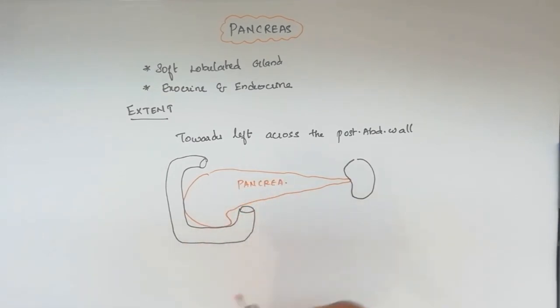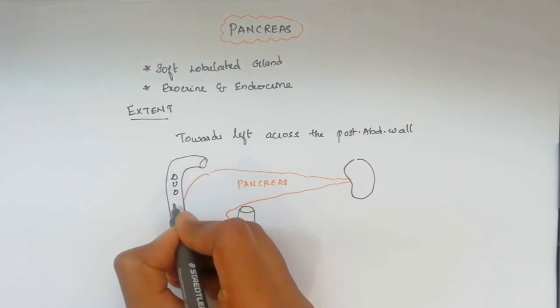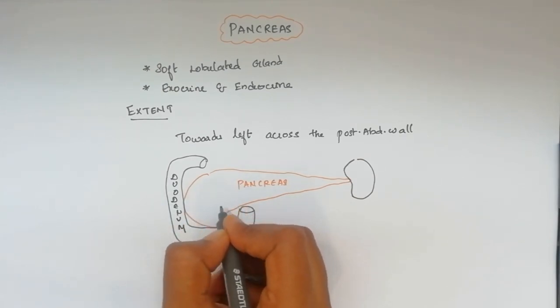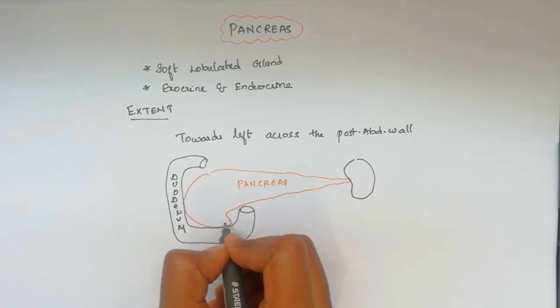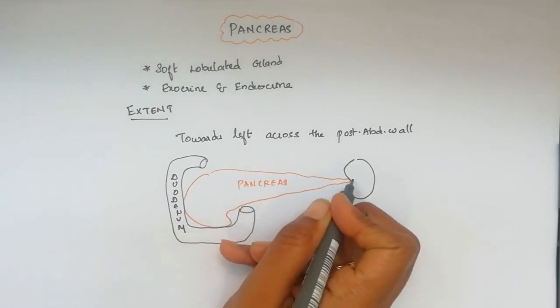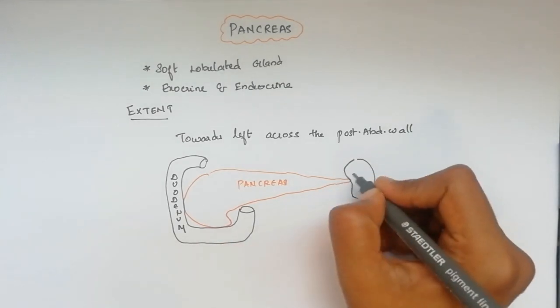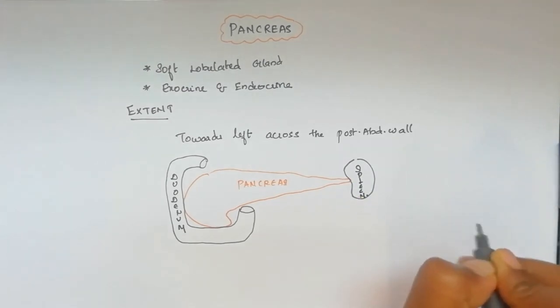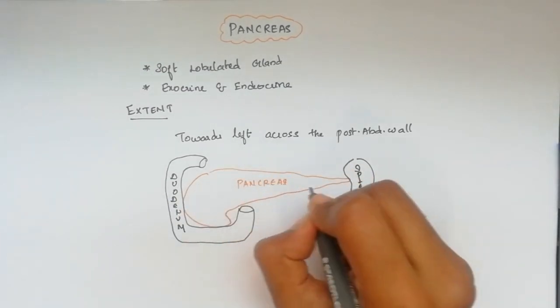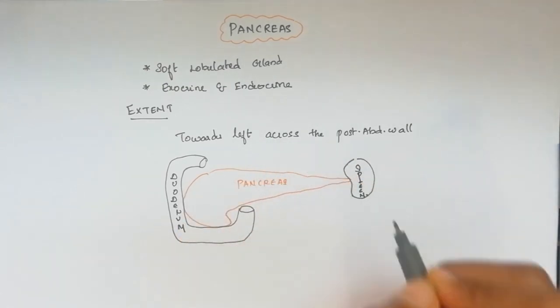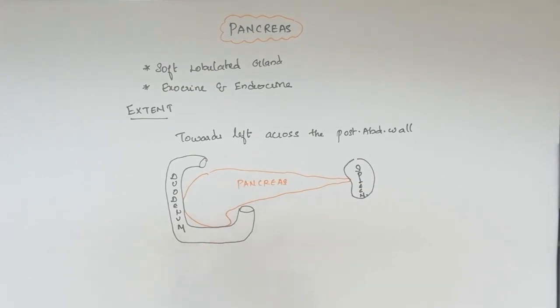So the pancreas extends from the duodenum. The concavity of the duodenum lodges the head of the pancreas, and this is the uncinate process, which we will deal with later. This is the body, which extends till the tail of the pancreas, and the organ it reaches here is the spleen. The whole pancreas extends till the spleen. So this is the location of the pancreas.